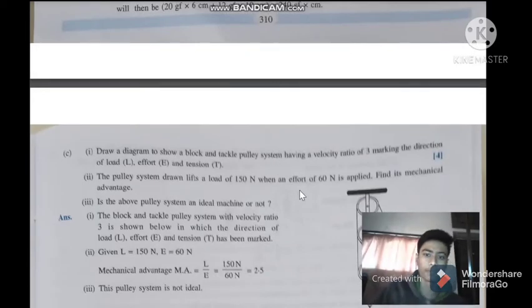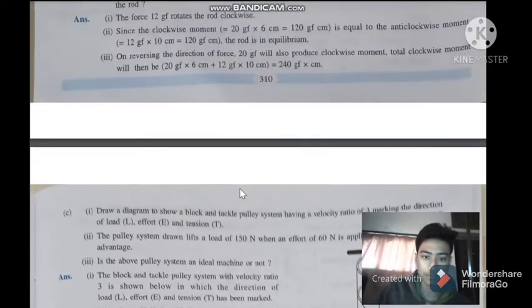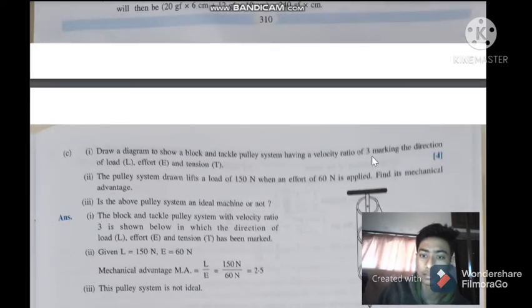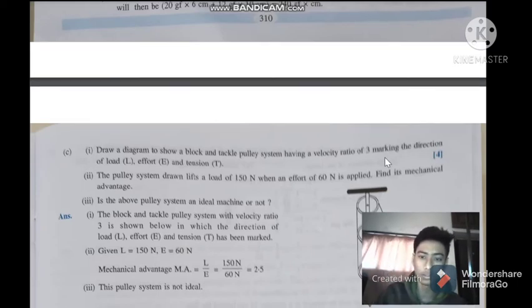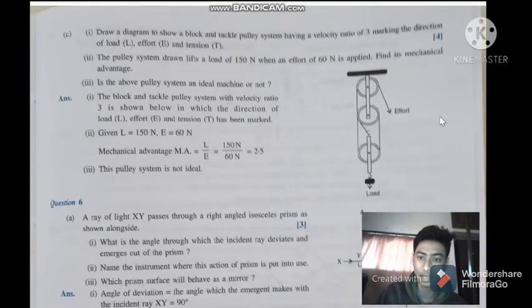So that's your answer. Next question is given to us: draw a diagram which shows a block and tackle system having a velocity ratio 3, marking the direction of load, effort and tension. So when the velocity ratio is 3, we get 2 in the block, 1 in the tackle. So you have to draw appropriately this diagram. 2 in the block, 1 in the tackle, and like this you have to rotate it up like this.